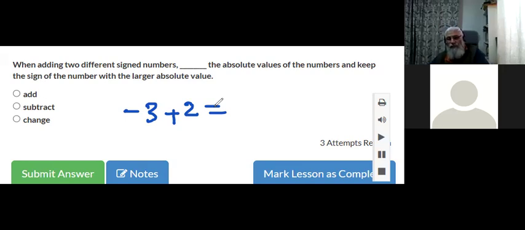You subtract. So we subtract the absolute value? Yes, correct. Subtract the absolute value. Correct.